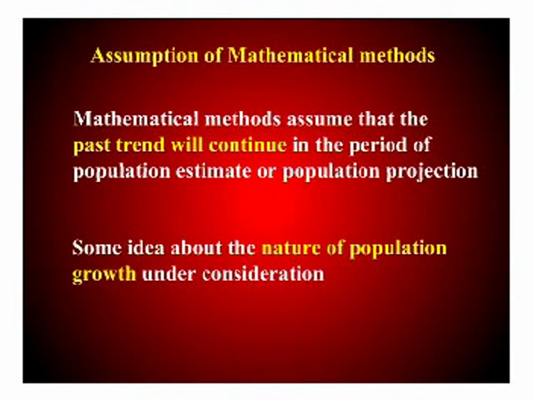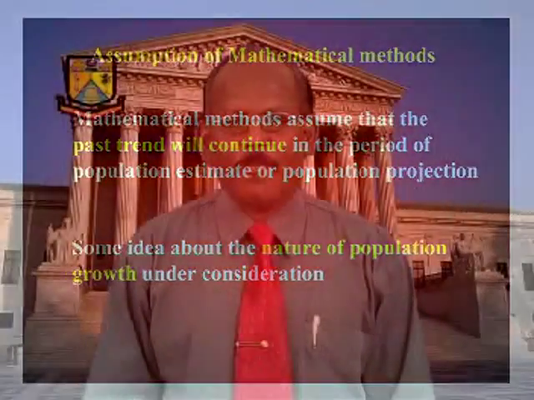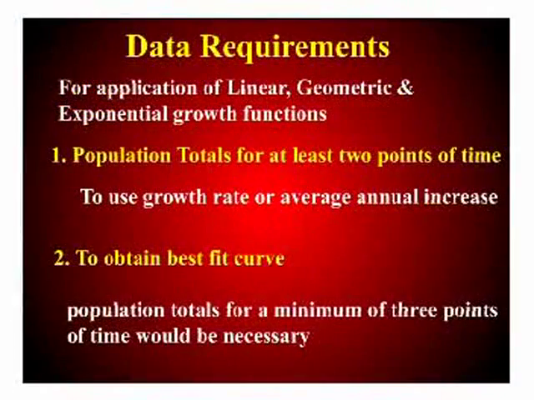The important assumption is that the past trend will continue in the future also. That means the rate of growth in the past is assumed to be constant for the future also. Data requirements. Normally, for population estimate and population projection, mathematical methods require population totals for a number of years or number of points of time.